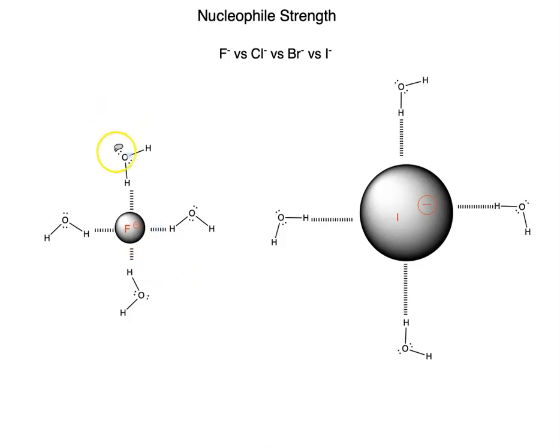So in the case of a polar protic solvent, fluoride is less nucleophilic than chloride, which is less nucleophilic than bromide, which is less nucleophilic than iodide. So the orders are reversed in a polar protic solvent.